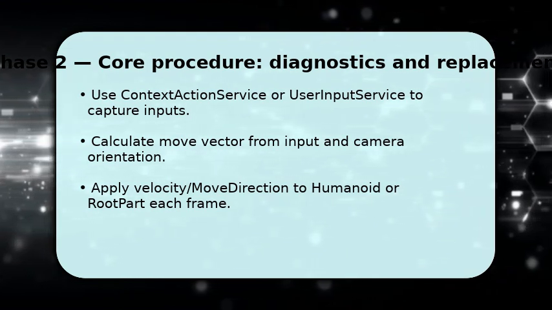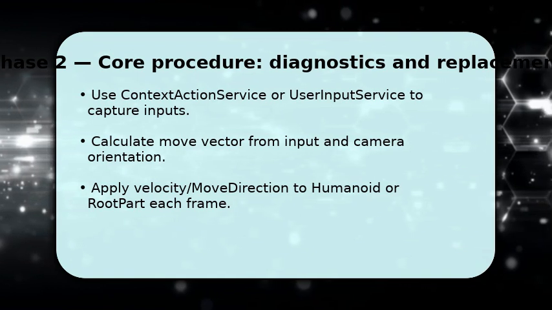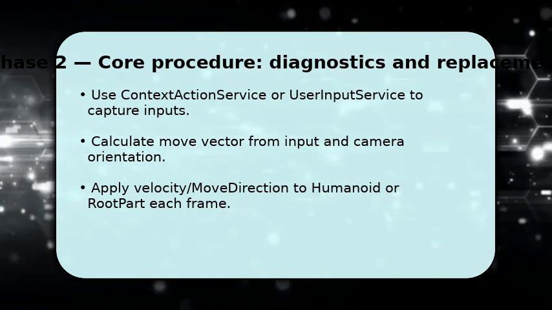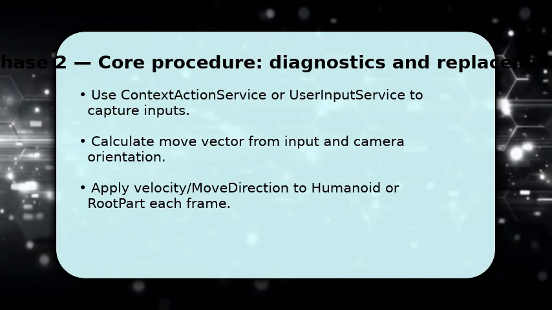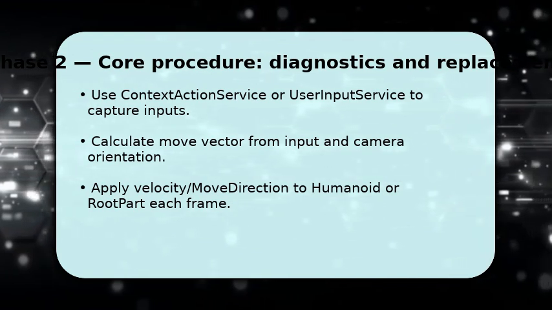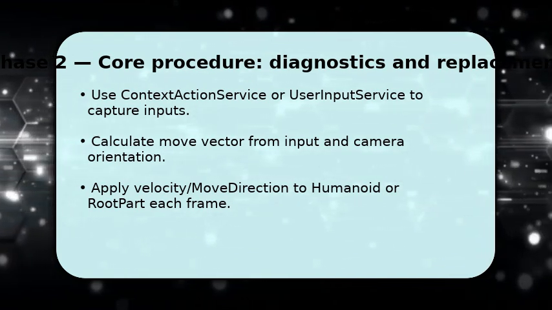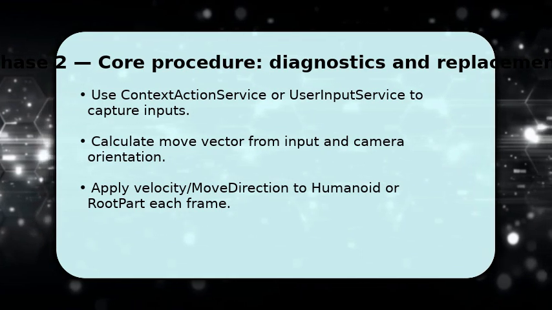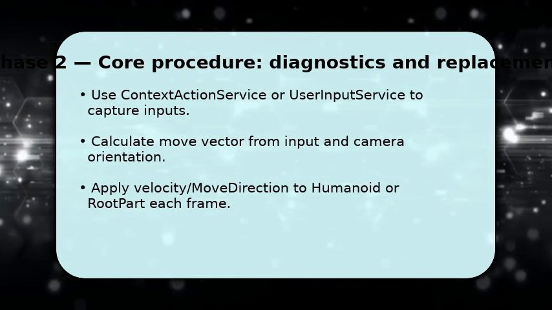Then, on render stepped or heartbeat, compute desired velocity and smoothly apply it, either by setting humanoid.WalkSpeed and move direction or by using root part velocity for precise control. This middle step explains why we combine camera orientation with it.